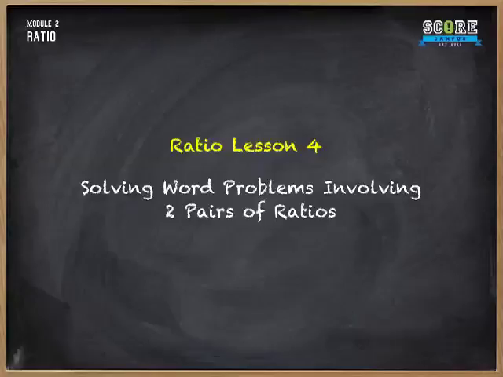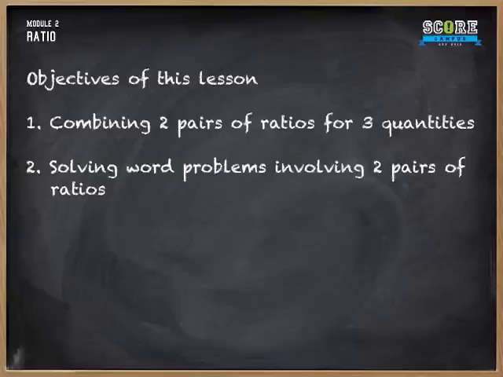Calculators are allowed. Sometimes we are given two separate ratios involving three different quantities. We've got to find out how they work and how to use this knowledge to solve word problems that involve two pairs of ratios. Objectives of this lesson. Objective number 1, combining two pairs of ratios for three quantities. Number 2, solving word problems involving two pairs of ratios. Sounds difficult, I know, not to worry, we'll take it one step at a time and we will conquer this.